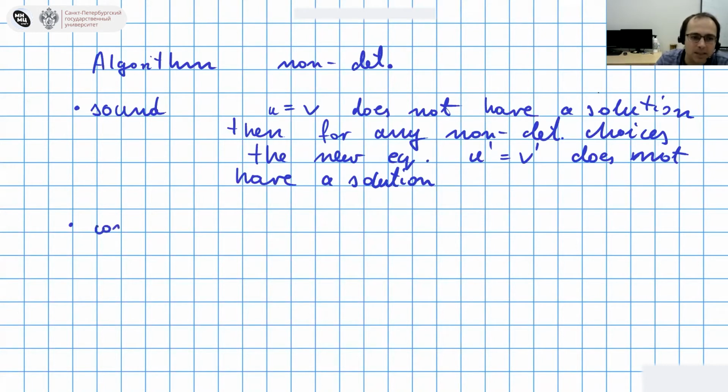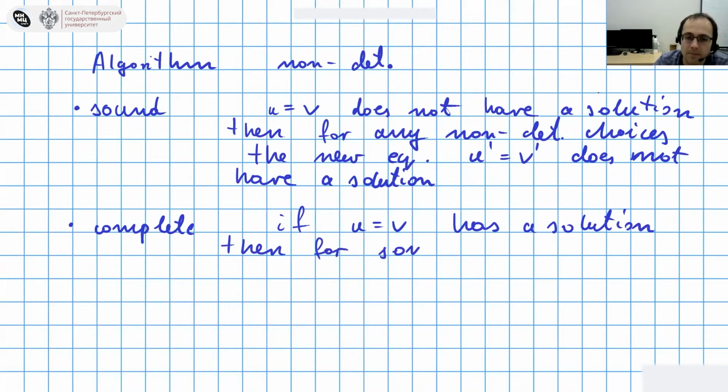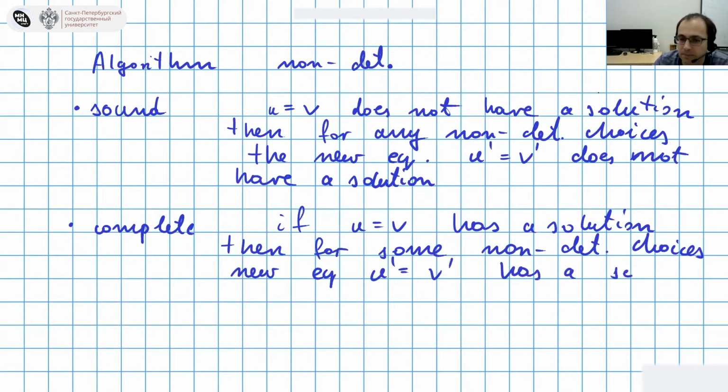And the second property is completeness. The algorithm is complete, meaning that if the equation has a solution, then for some non-deterministic choices, the new equation u prime equals v prime also has a solution. So the first one means that we do not spoil things by creating false solutions, and the second means that if we have a solution, then for some choices we are able to keep it, so we can proceed with the algorithm and make everything work.